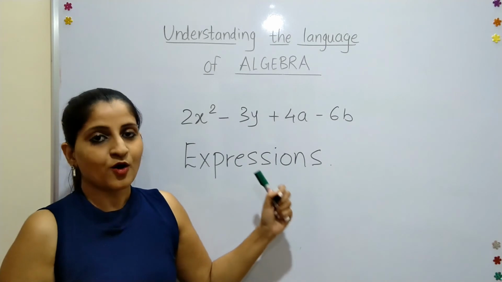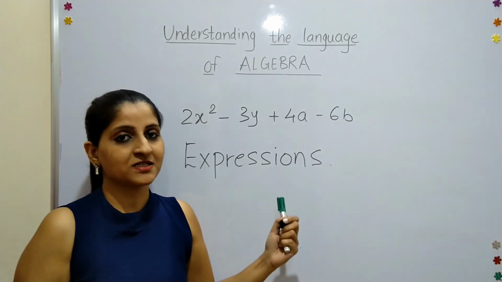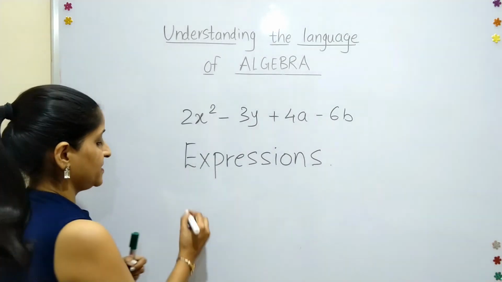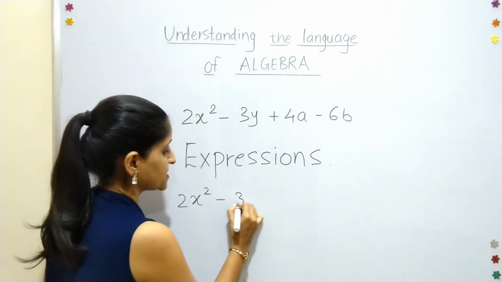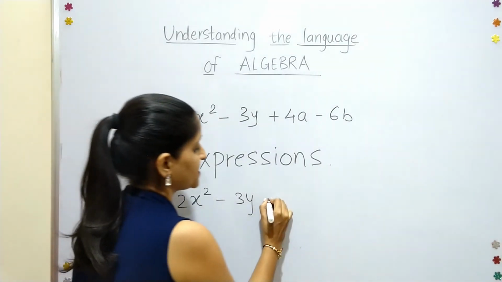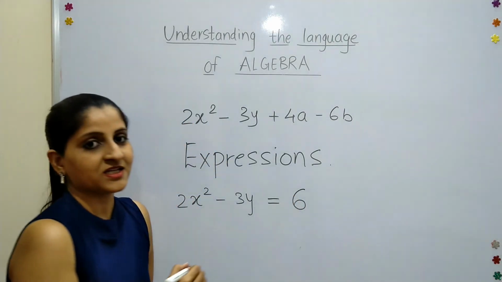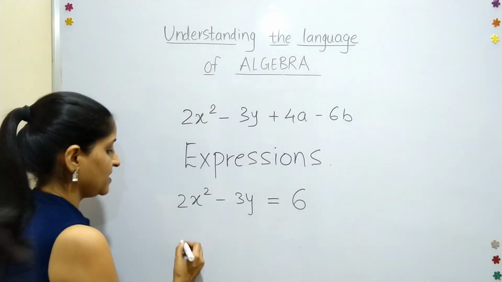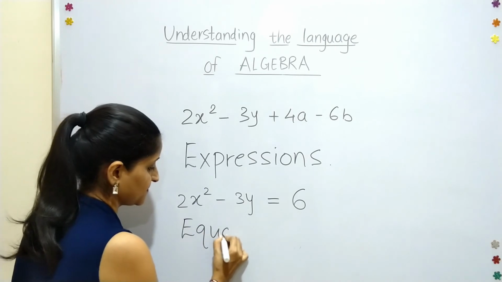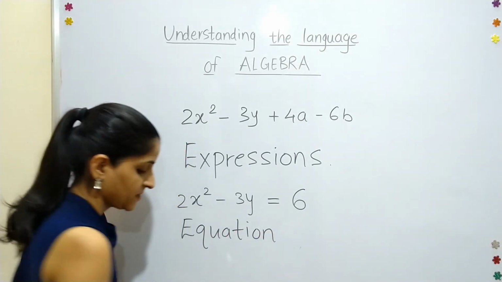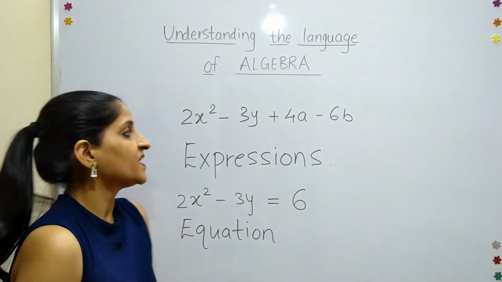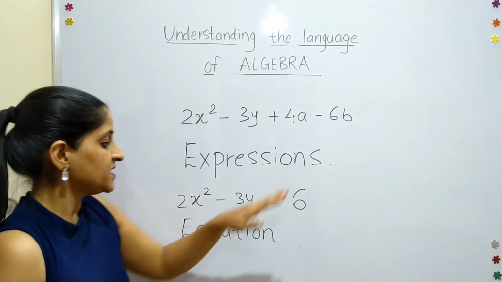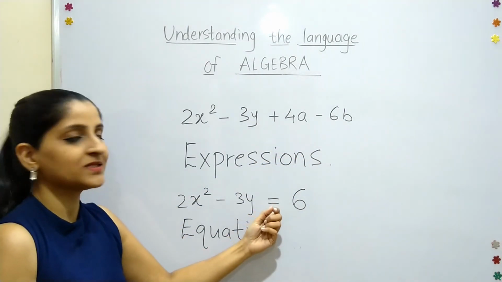Expressions can be simplified or factorized depending upon the like terms and unlike terms involved in the expressions. Same thing if I write 2x square minus 3y, but I put an equal to sign and a constant number next to it, then it becomes an equation. So to summarize, an algebraic expression is something which is without the equal to sign, but an equation is something which is with an equal to sign.